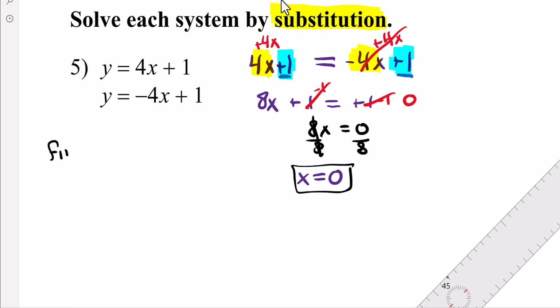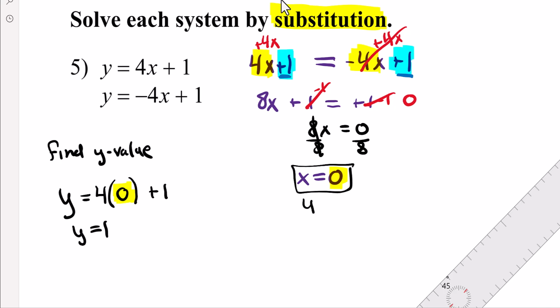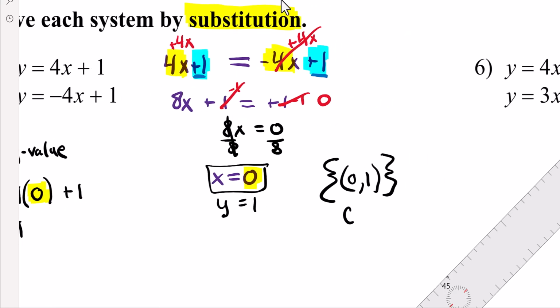Now we have to find the y value of this system. So you can just pick either one of those. I'll pick the top one. And in your calculator, or in your brain, we're going to take that x is equal to 0 and put it right there. Well, 4 times 0 is 0. 0 plus 1. Our y value is equal to 1. So in the solution set notation, our x value is 0. Our y value is 1. And again, one solution, it is consistent, and independent.